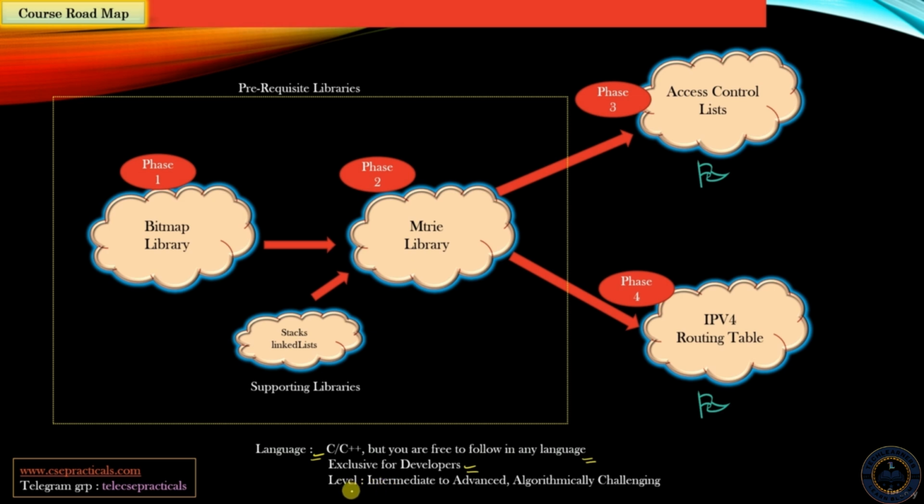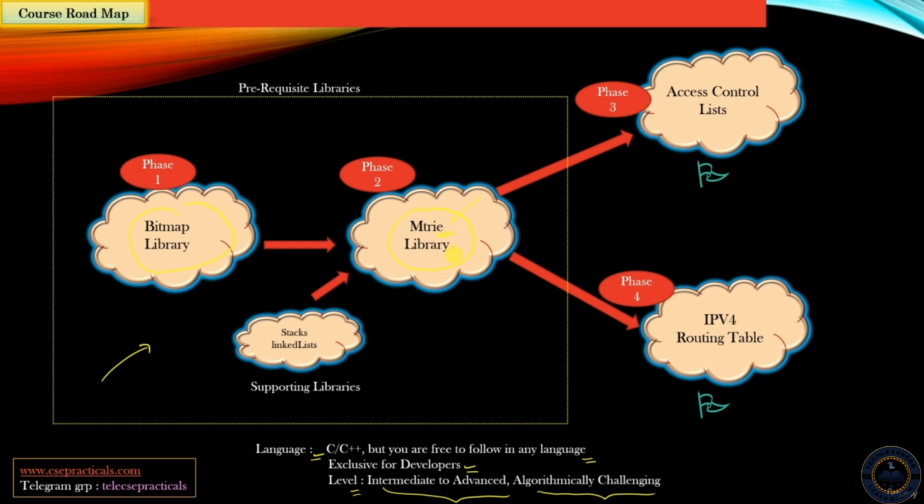The level of students required for this course is intermediate to advanced, because this course is going to be algorithmically challenging. This diagram shows the roadmap of this course. In phase 1, we will implement the bitmap library. In phase 2, we will implement the mtrie library. The mtrie is the data structure which we are looking to implement eventually. This is our main target.